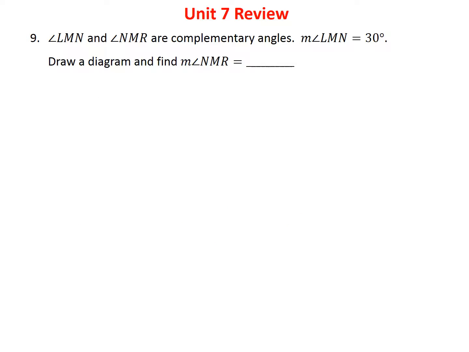Problem 9 gives us two angles that are complementary. Complementary angles means they form a corner, they're 90 degrees, and they tell us that one of the angles is 30 degrees, so they want to know what the other one is. You can almost do this without seeing it, but if you draw it, it's really simple.